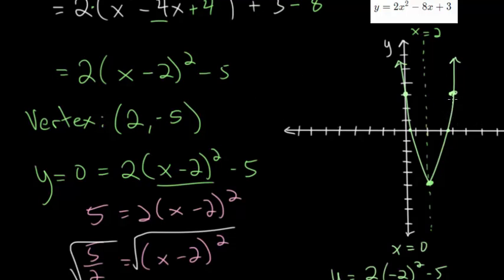But if you want to be as accurate as possible, you need to find the vertex, the x-intercepts, and the y-intercept. And with all of that, now we have a very accurate graph. Granted, the drawing is not perfect, but it's at least going through all of the correct points.